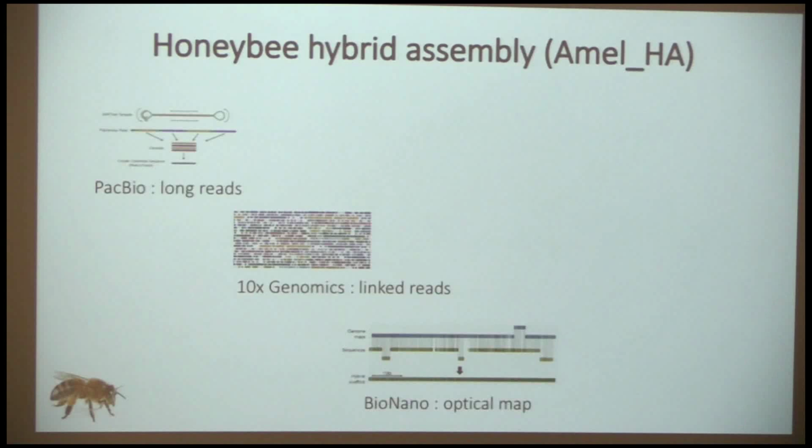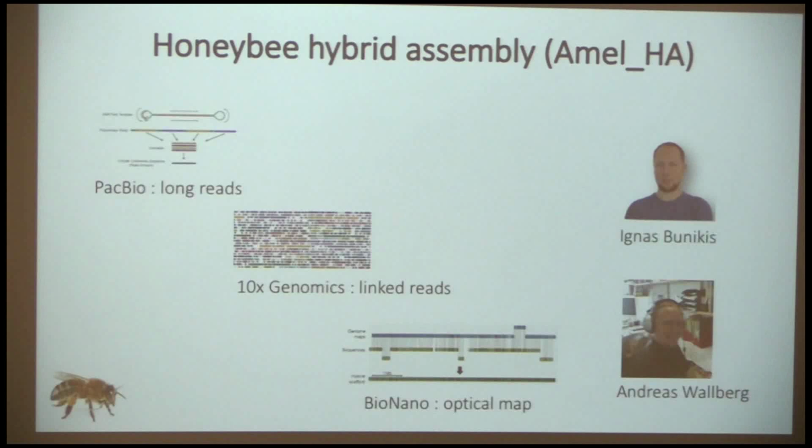that can represent where motifs are found along a long molecule. And there's been a lot of success in different species now by combining these different techniques to make the most contiguous assembly, and that's what we've been trying to do. I should actually say we've managed to add one fourth technology, which is Hi-C, to this as well, but I won't mention that. This is work by Iggy and Andreas. Iggy works in the Genome Center in Uppsala.